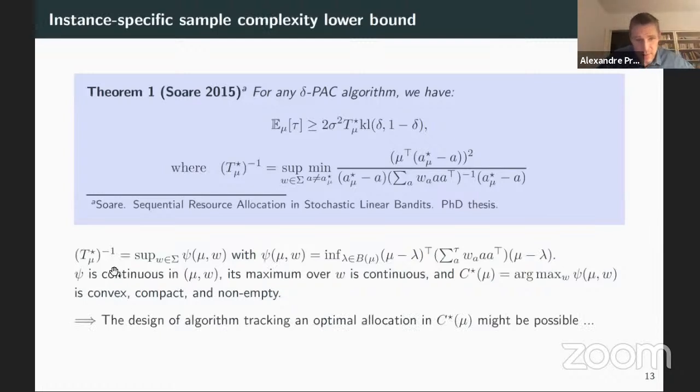All right. Based on this observation, the design of an algorithm tracking an optimal allocation, that is, an allocation that belongs to C star of mu, might be possible. And this is what our algorithm does.